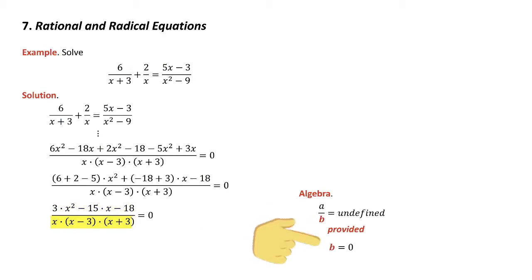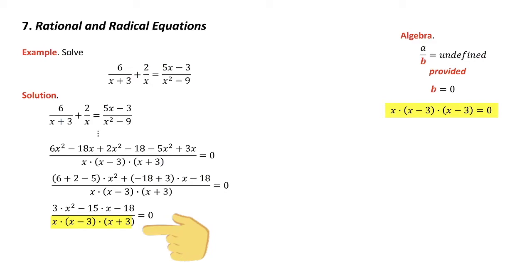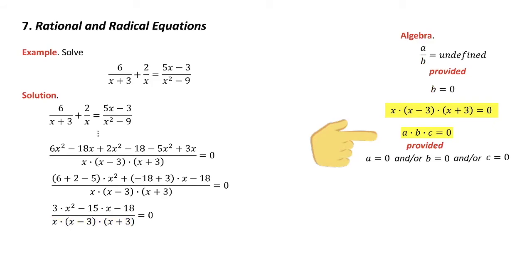Right? Provided b is 0. Well, what's my b? B is the denominator. So when do I know if b is 0? Well, now notice I'm a times b times c equals 0. Again, it's the same rules you're using over and over again. Try to spot that. It's all about setting it up to do the same thing.